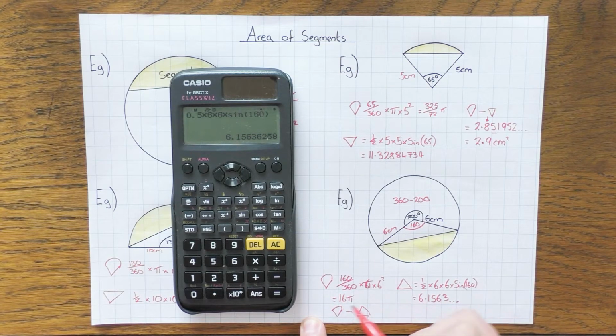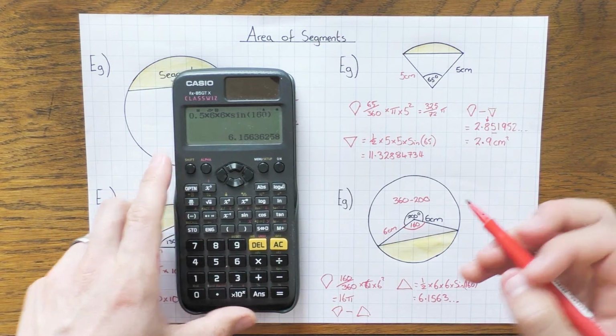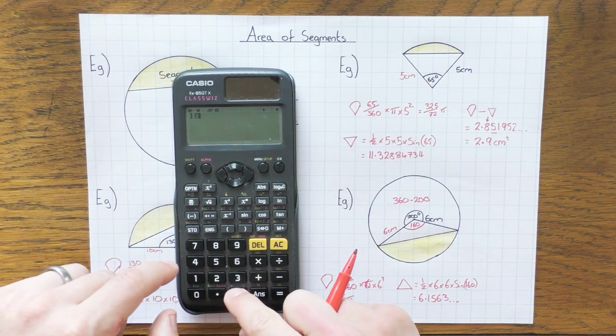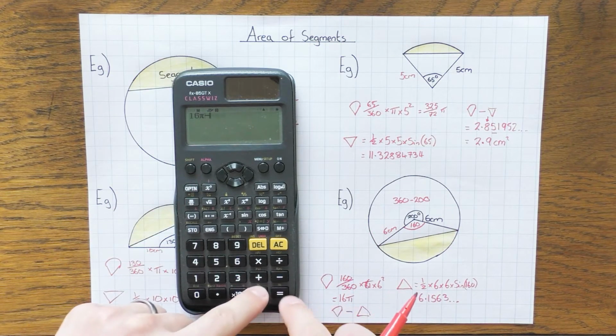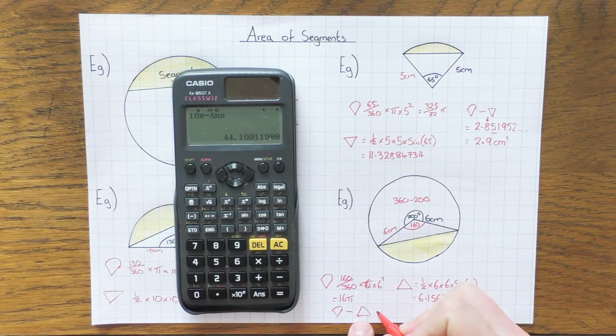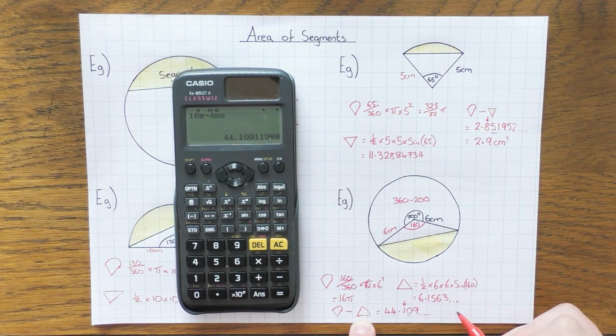And as with before, take the area of the sector, which is 16 pi, take away the triangle, write that out in the exam. I'm just doing that because I haven't got space, just like before. So 16 pi, take away my previous answer, and you're left with 44.109. To 1 decimal place, that leaves us with 44.1 centimetres squared as your final answer.